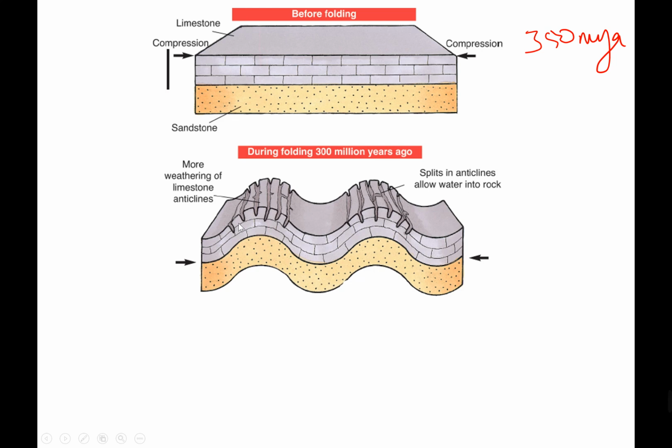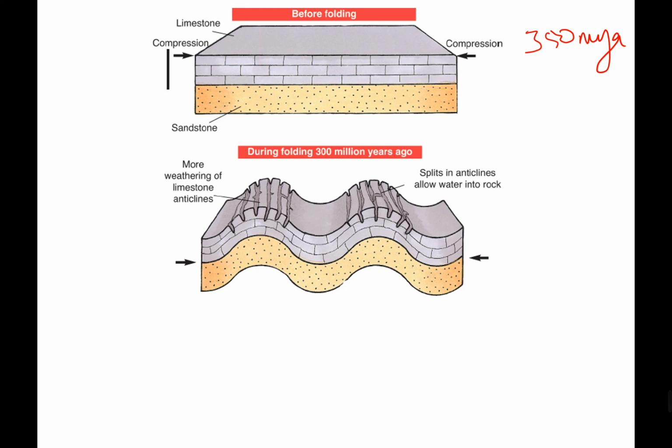Because it's a soft rock, when it was folded upwards, the edges, the bits on top of the fold started to crack. So if you think about a Mars bar, and if you were to gently fold a Mars bar, what would happen to the chocolate on the top? It would start to develop cracks in it. And this is what happened with the limestone when this was folded up. They're not faults, they're just cracks in the rock.